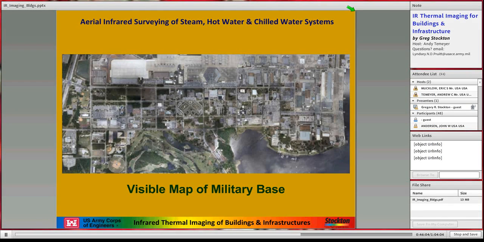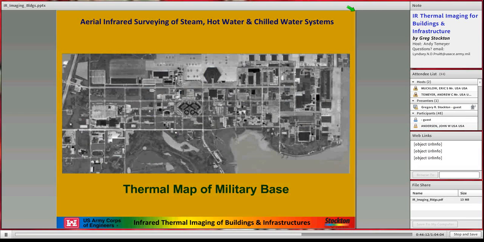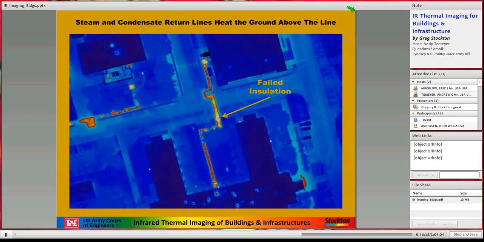This is 18, 12. Now, with 12, you're starting to be able to see a lot of stuff here. You see what's going on. This is 6-inch. Good enough for roofs.